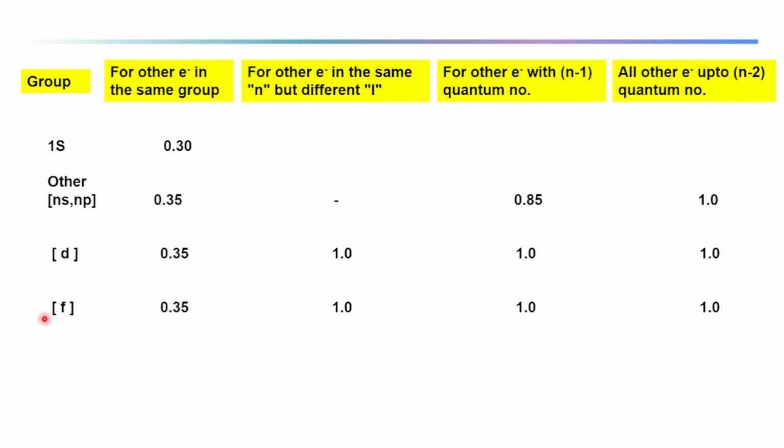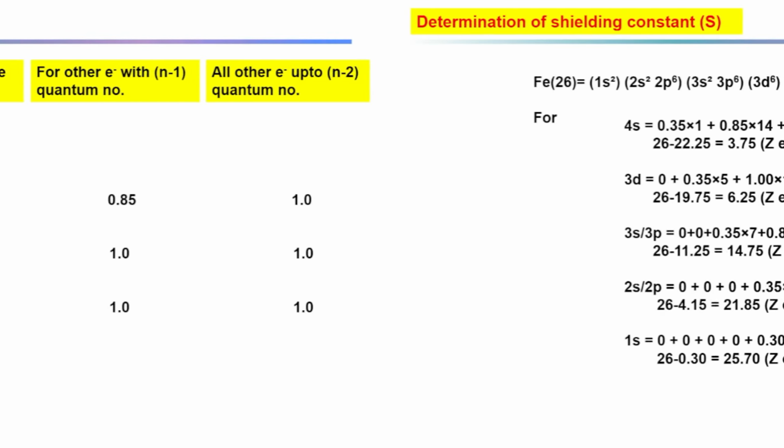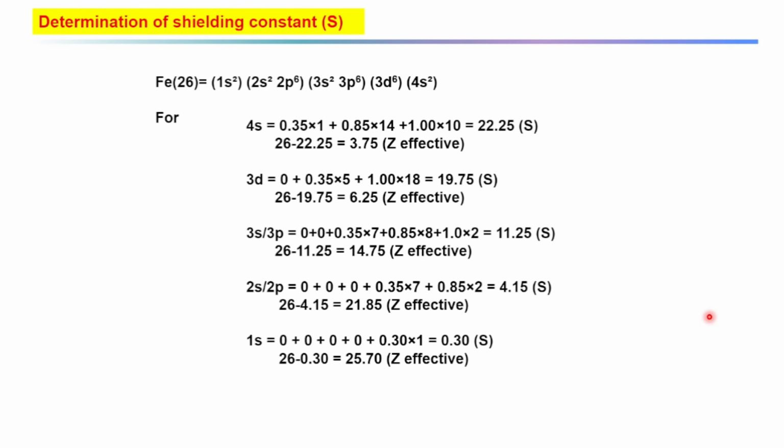Similarly, from the F group, if there are other electrons in the same group, that time you have to add 0.35 as a shielding constant. From other electrons in the same principal quantum number but different L, meaning in the D or sp group, you have to add 1. And similarly, from the other electrons in the different quantum numbers, you have to add 1 for the shielding constant. Now we will take an example and determine the shielding constant for all the electrons of iron.